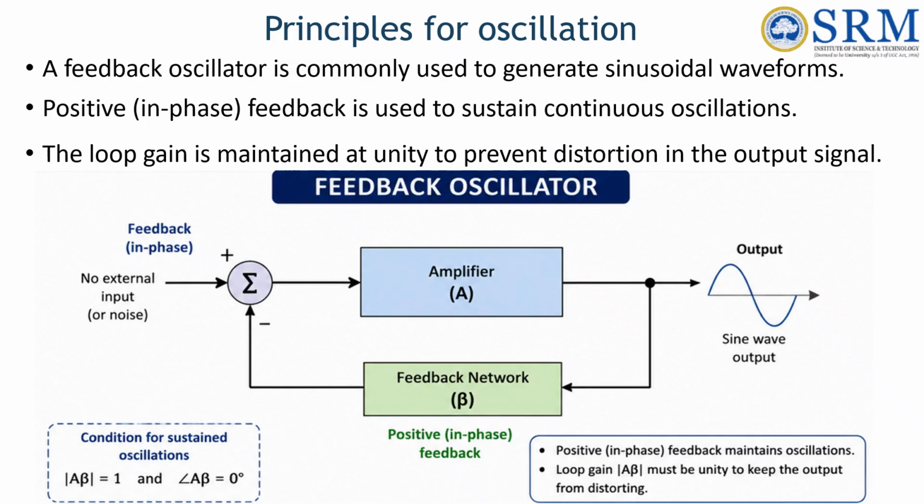If the loop gain becomes greater than unity, the amplitude increases and distortion occurs. If the loop gain is less than unity, the oscillations gradually die out. Feedback oscillators are widely used in communication systems, signal generators, and electronic instruments. The feedback oscillator configuration is shown in the figure. The amplifier has a gain A and the feedback network has a gain beta.